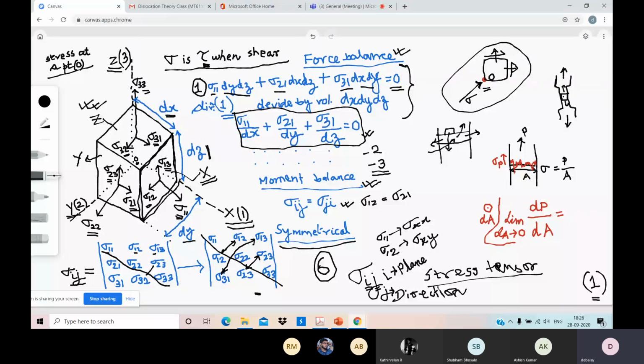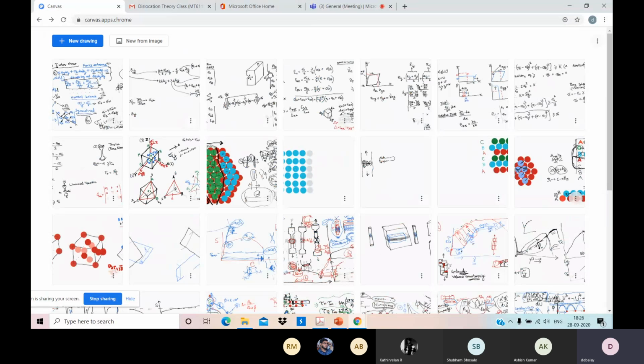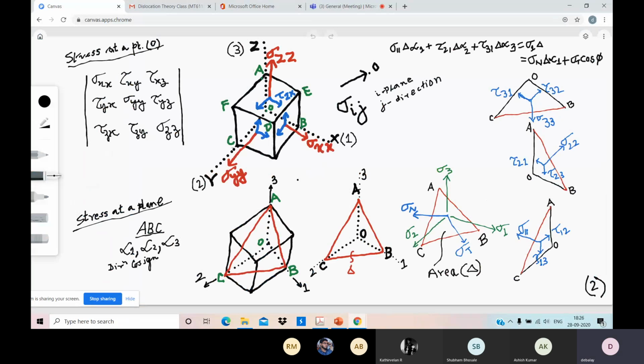So there are 3 normal stresses and 3 independent shear stresses. If you know any 3 shear stresses, you can complete the stress tensor. And in sigma ij, i represents the plane on which the stress is acting, and j represents the direction towards which the stress is acting.